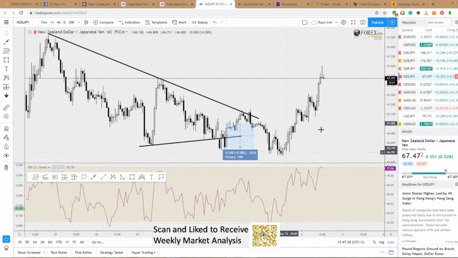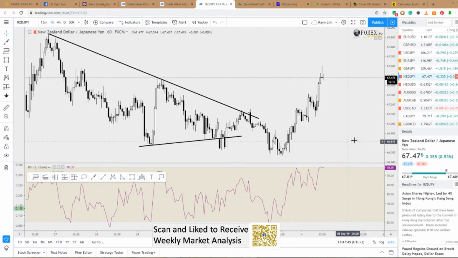So on your 1 hour chart right now, there's nothing much. But what can I do? Wait for a harmonic pattern to form and engage for a buying opportunity. Okay?